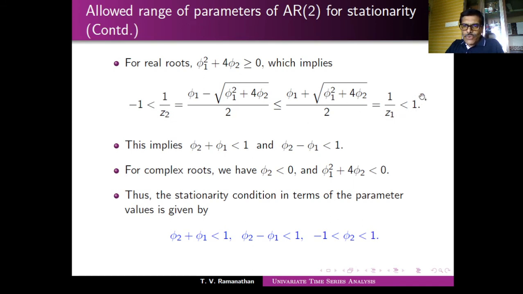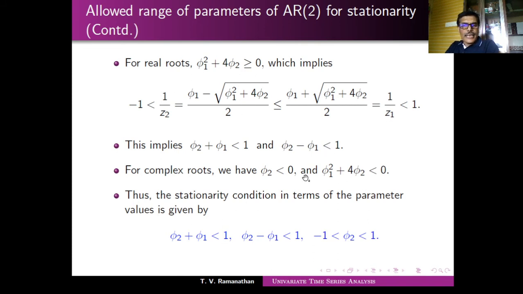Similarly, you consider this quantity, you get phi 2 minus phi 1 less than 1, which means that in the case of complex roots, we want phi 2 less than 0, as well as phi 1 square plus 4 phi 2 less than 0, because that comes from this quantity, the delta, whatever you have learned in your 10th standard, which determines whether the roots are complex or real.